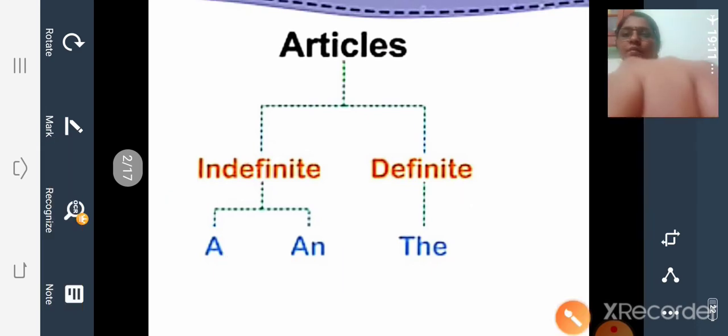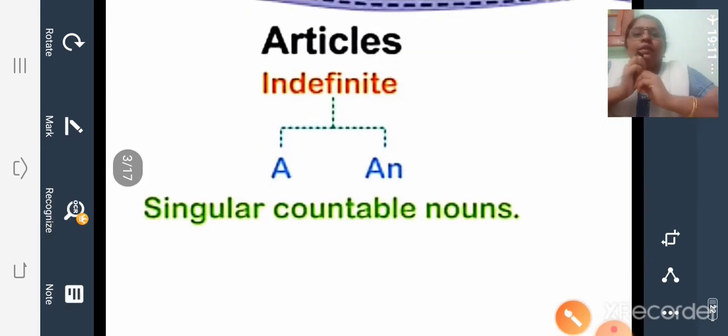Now, indefinite articles are used with singular countable nouns. For example, a book, a dog, an apple, an umbrella, etc. So, along with singular countable nouns, we use what? Indefinite article. Okay.